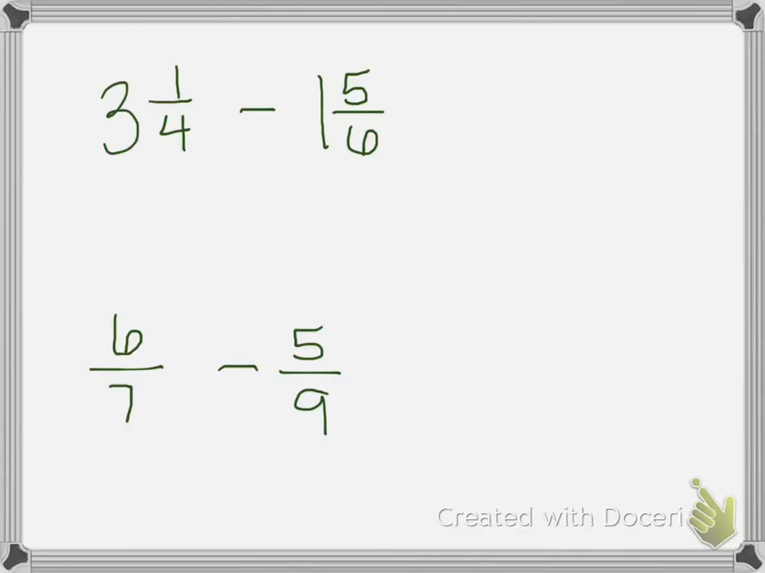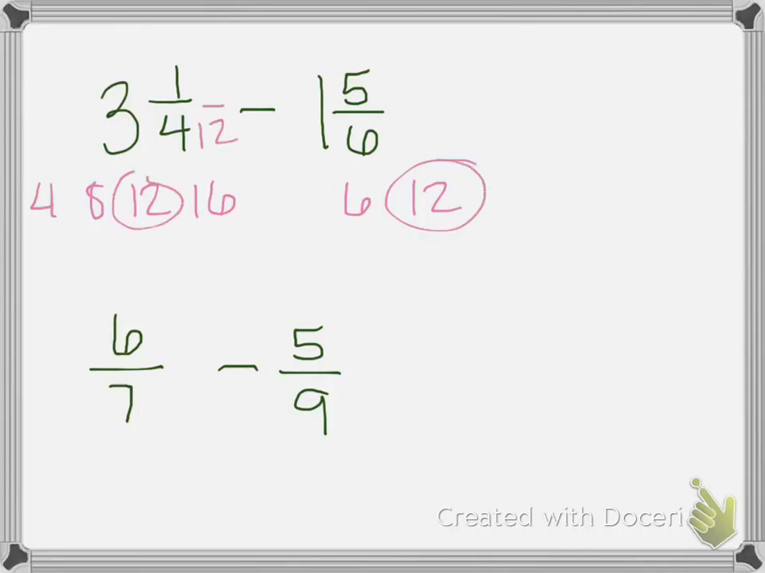Number 4 says solve. So the first one is 3 1/4 minus 1 5/6. Since we have 4 and 6, we have to find a common denominator. So 4, 8, 12, 16. 6, we have 6, 12. So right there, we can turn them both into 12ths. 4 times 3 is 12. 1 times 3 is 3. 6 times 2 is 12. 5 times 2 is 10. So now we have 3 3/12 minus 1 10/12.